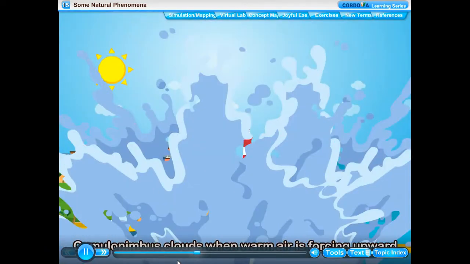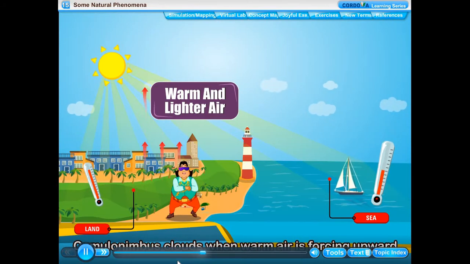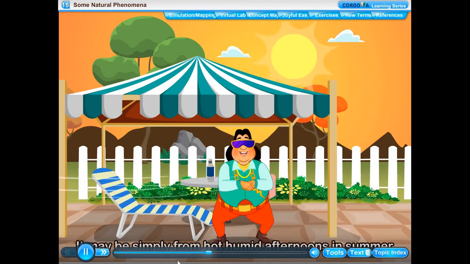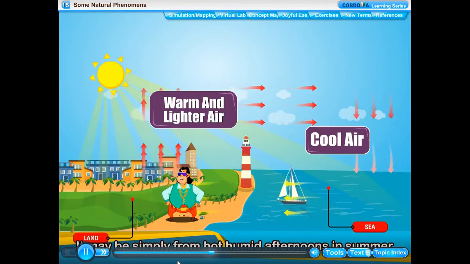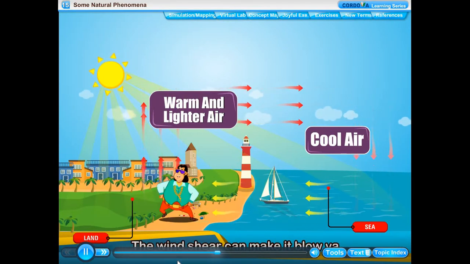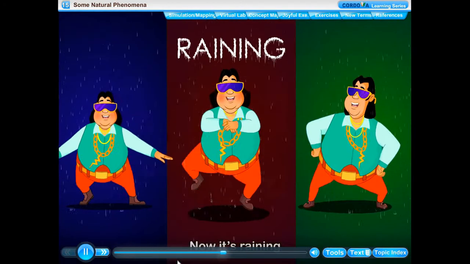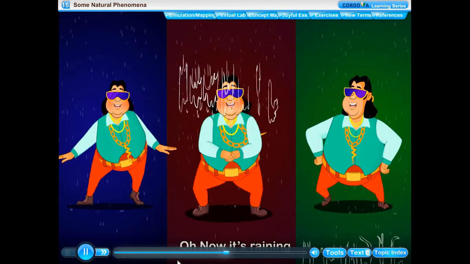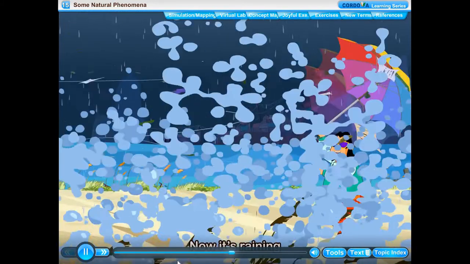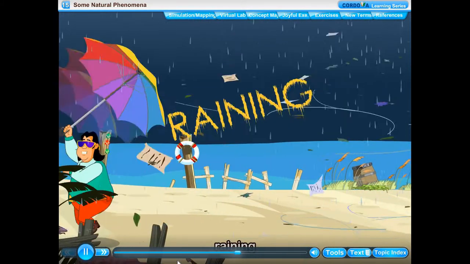Oh my thunderstorm. Cumulonimbus clouds, when warm air is forcing upwards, maybe simply from hot humid afternoons in the summer, can cause upward downward winds. The wind shear can make it blow. We're gonna stop the planes from taking off. Now it's raining, it's raining.